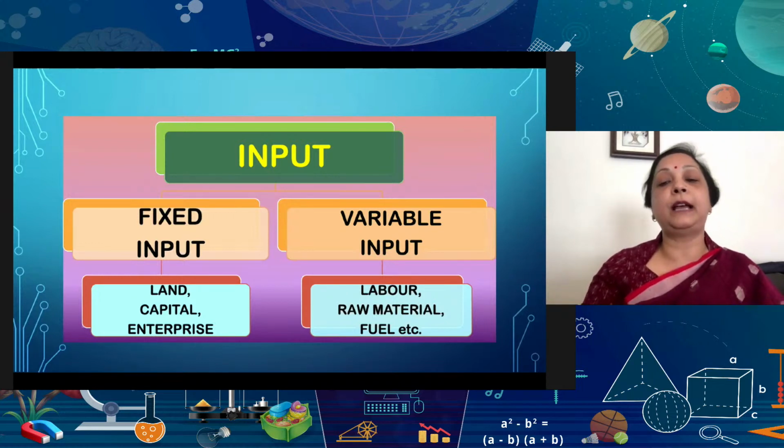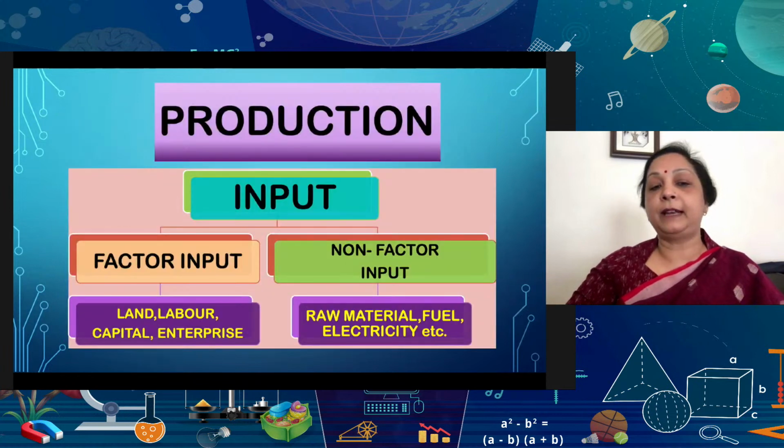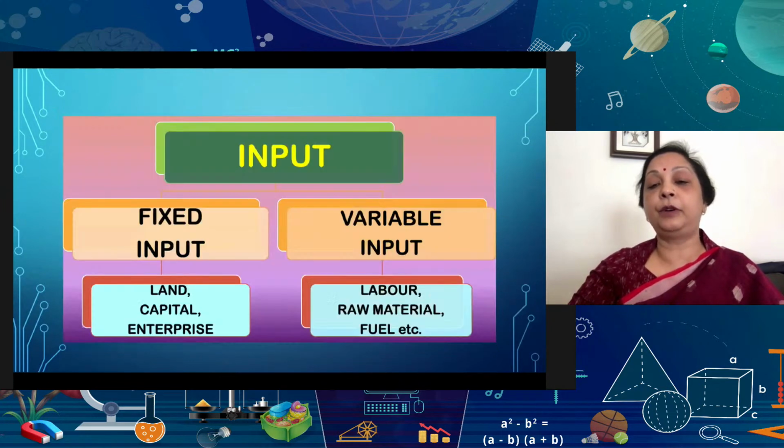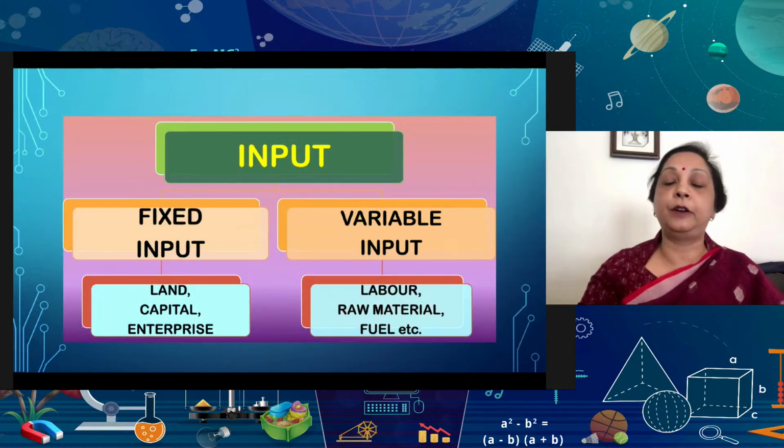Both fixed inputs and variable inputs are equally important in the production process. What do you notice from the previous slide? If you see in the previous slide, we said factor input consisted of land, labor, capital, and enterprise. Out of these, land, capital, and enterprise are fixed inputs. They cannot be changed in a short period of time. But labor is a variable input. Like any other non-factor input, labor can be changed even in a short period of time. So it becomes a variable input.